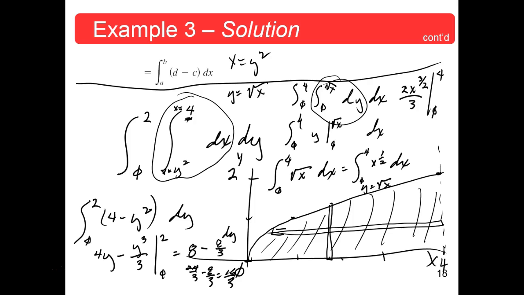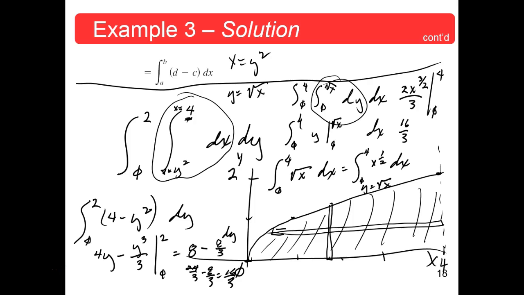That was exciting, wasn't it? 16/3. And then when you plug a 0 in, you get 0. Right? Everybody follow that? Okay. You'll understand that. Plug a 0 in for the x. All right.